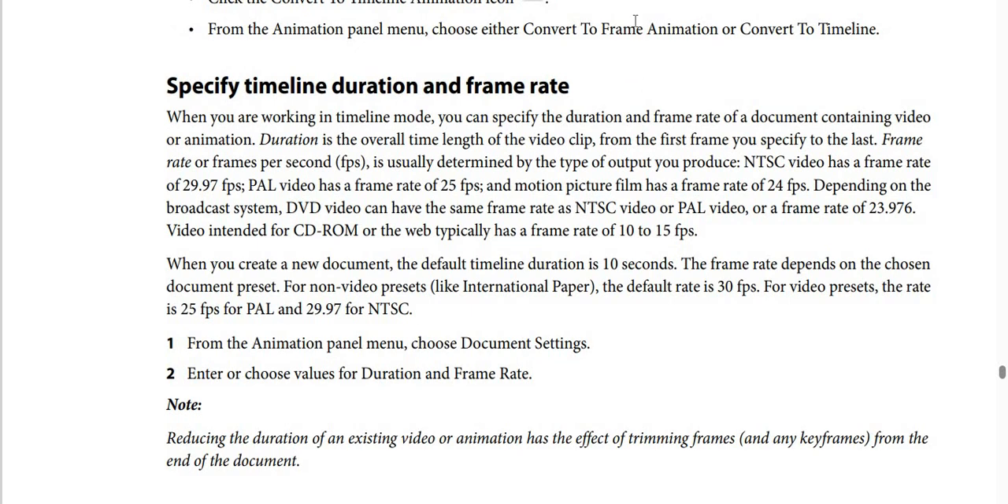And when you create a new document, the default timeline duration is 10 seconds, and the frame rate depends on the chosen document preset. For non-video presets like international paper, the default rate is 30 FPS. For video presets, the rate is 25 FPS for PAL and 29.97 for NTSC.